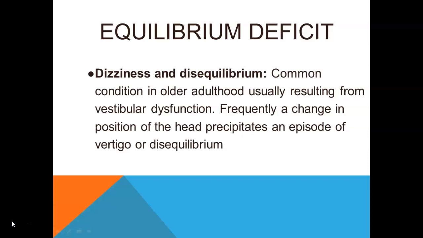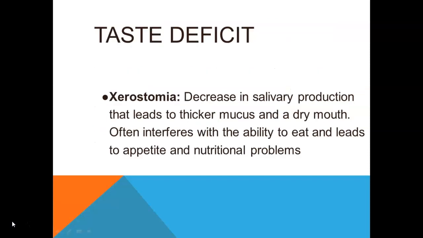That's a common condition in older adults. It usually results from vestibular dysfunction. It is frequently caused by a change in position of the head. A change in the head precipitates it, and they experience an episode of vertigo or disequilibrium.